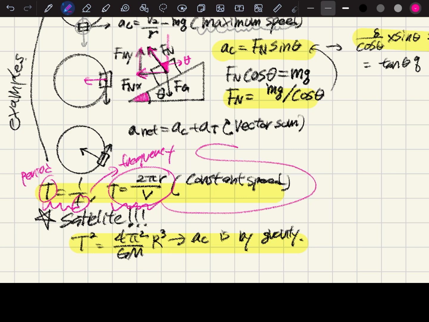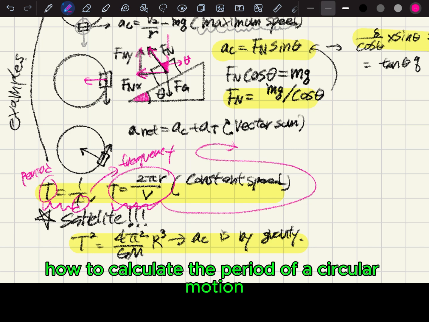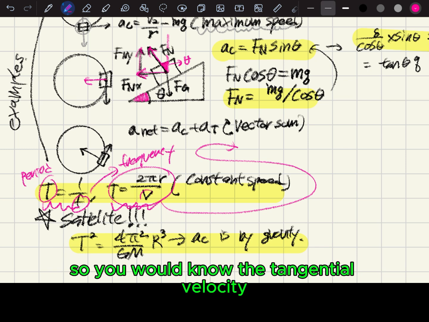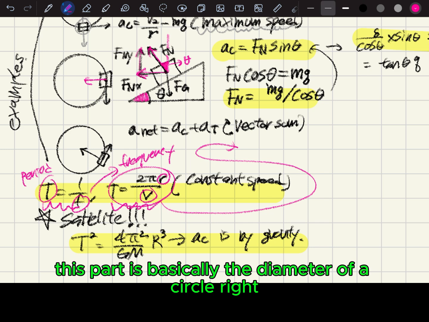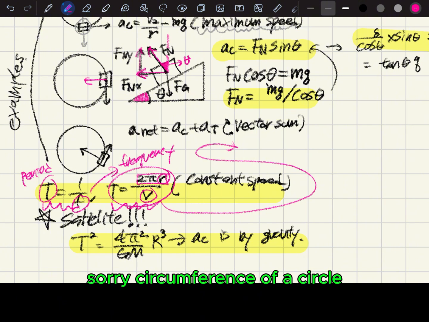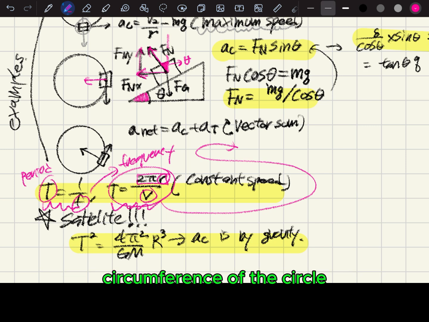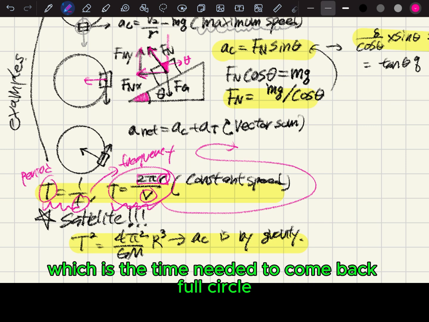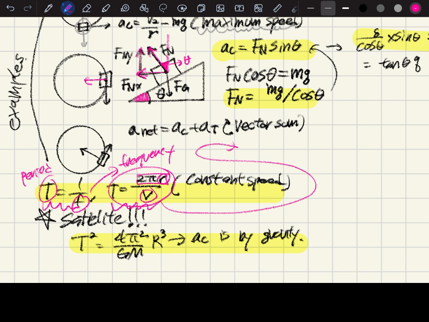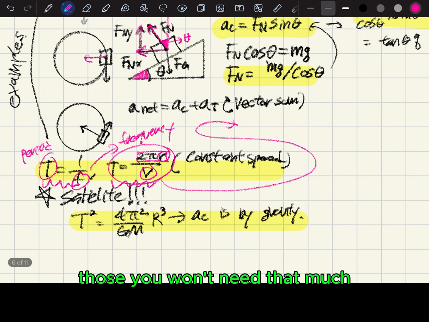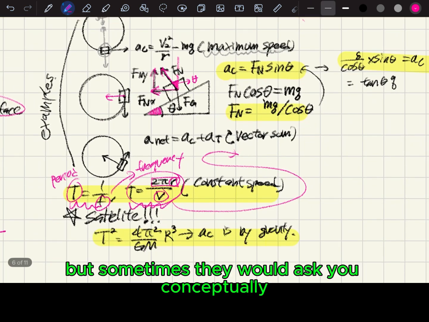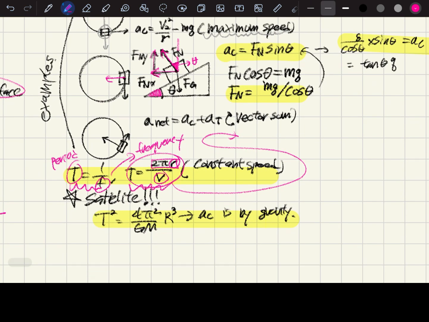So this is how to calculate the period of a circular motion. You would know the tangential velocity, you would know the radius. This part is basically the circumference of a circle. You divide the circumference of a circle by the velocity, and you would get the time needed to pass through that circumference of the circle. Therefore, getting the period, which is the time needed to come back full circle. You won't need those that much, unlike those three examples, but sometimes they would ask you conceptually.